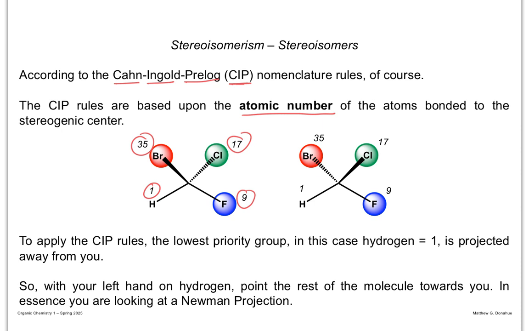So what I'll do is I'll just write as our key the blue number I'm going to write is the priority number. So because bromine is the highest, that gets priority 1. Then chlorine, then fluorine. Hydrogen's the low man on the totem pole, so it's 4.